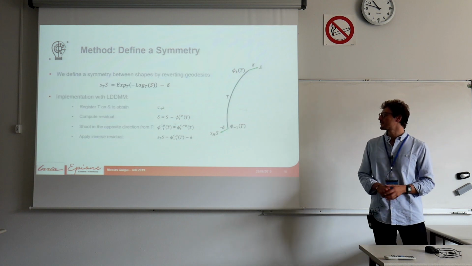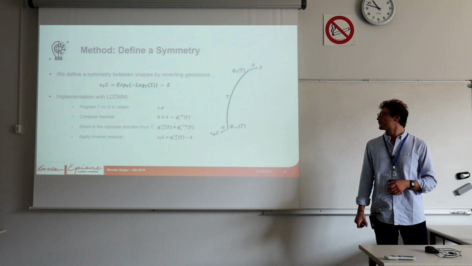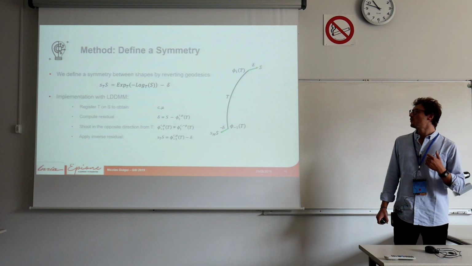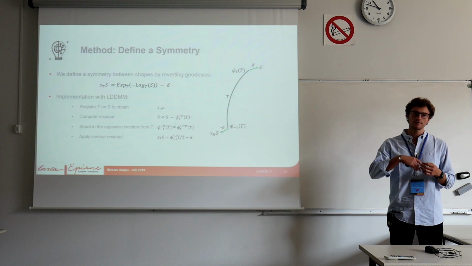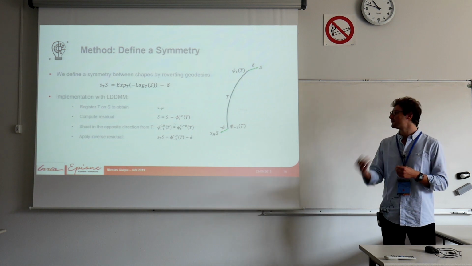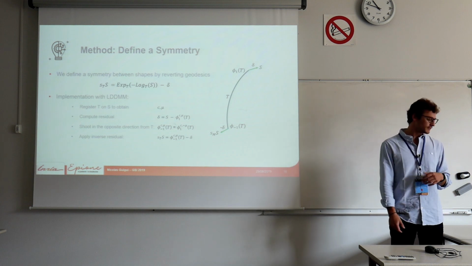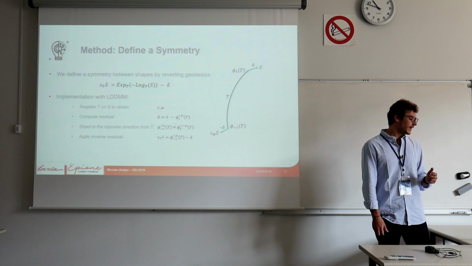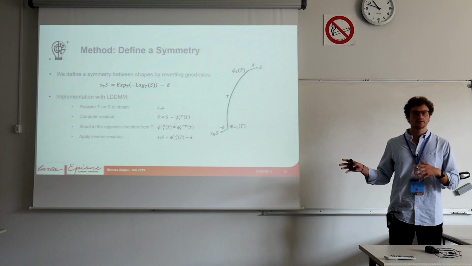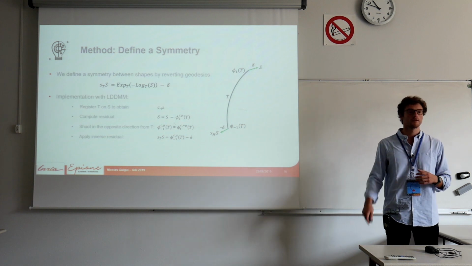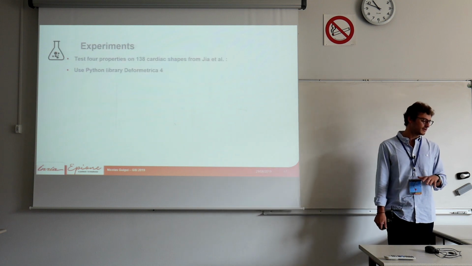And the key point of this work is that we also define a symmetry with this framework. So the implementation is the same. We register T on S, compute the residual, revert the geodesic, so by shooting in the opposite direction, and apply the inverse residual. So this implements a symmetry on the shape. And now we wish to test whether these symmetries actually verify the axioms of the symmetries in a symmetric space. So we will test on real data, on real cardiac shapes.